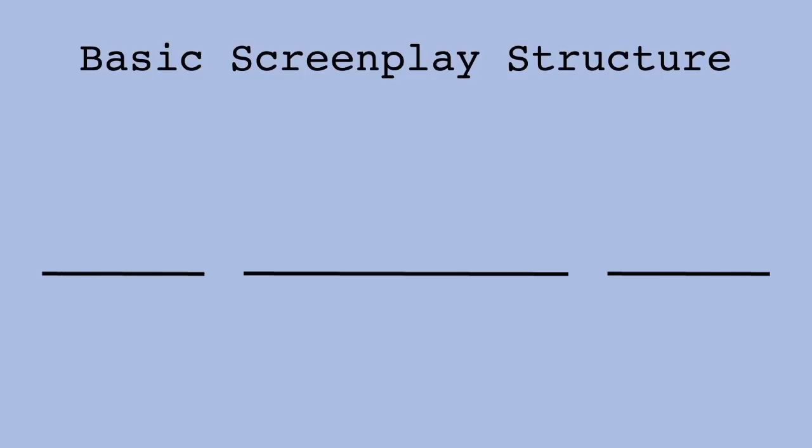Now, for the purposes of our example today, we will be looking at 120 pages, just because it makes it easier to break down the numbers. So, we have a 3-act structure for our screenplay. The first act comprises the first quarter of the screenplay. So, for our 120-page screenplay, that's going to be pages 1 to 30.